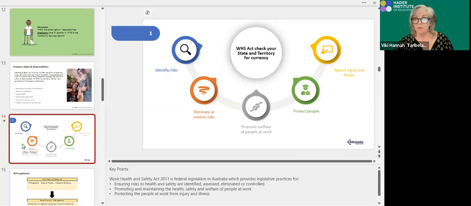You have the responsibility to identify risks, eliminate or control those risks, and promote the welfare of people at work. We do that peer-to-peer. Protect people, report any injury, illness or hazard, and follow your policies and procedures. And that's the same for both parties, employer and employees. That means paid or unpaid, so volunteer or on work placement, you have a duty.